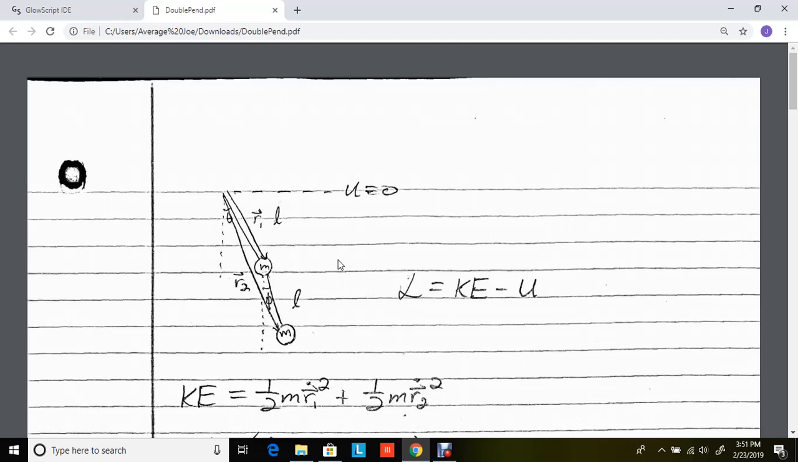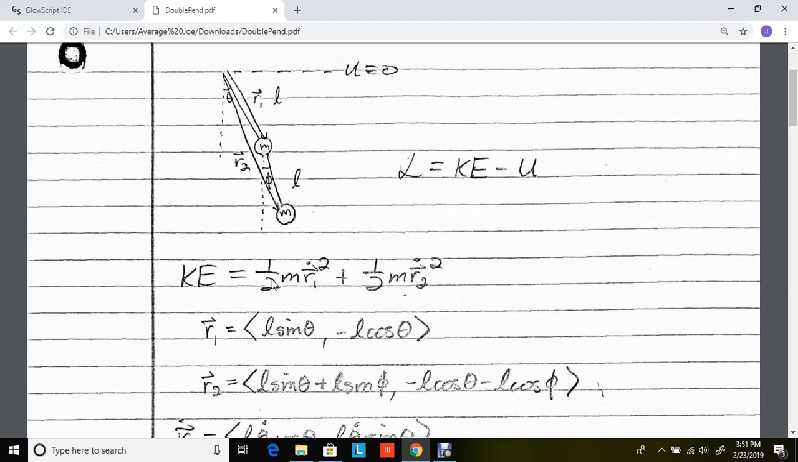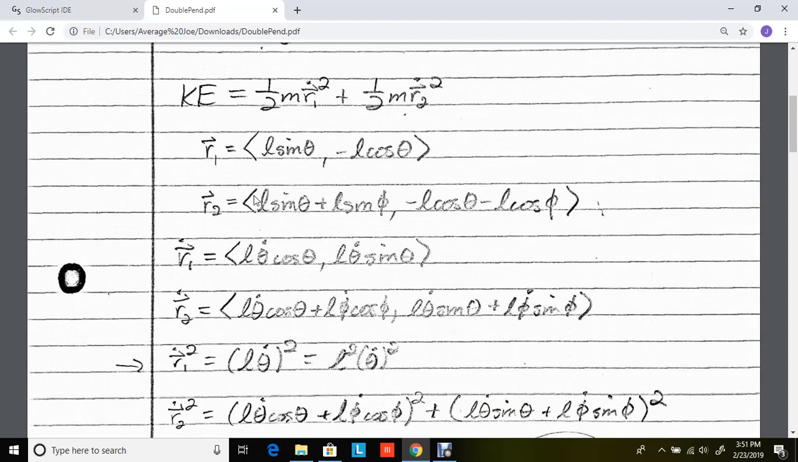My hope in doing this was that the algebra would be a lot simpler and a little bit less convoluted, which it was, although still very difficult. Or tedious, not necessarily difficult. But let's go ahead and calculate our kinetic energy, as that's one of the important parts of the Lagrangian.